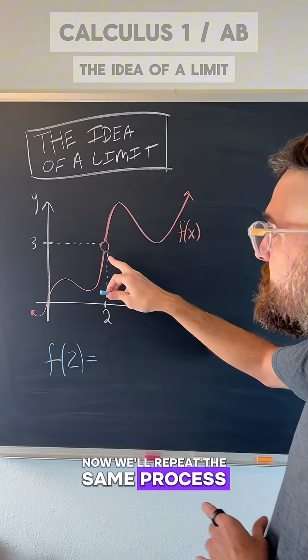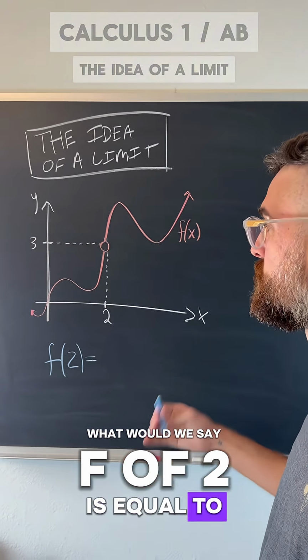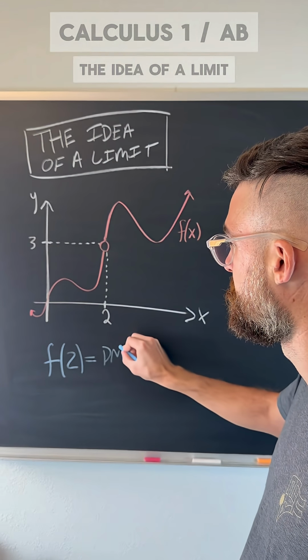Now we'll repeat the same process, but this time we have a hole at x equals 2. What would we say f of 2 is equal to? Well, we'd say that this does not exist.